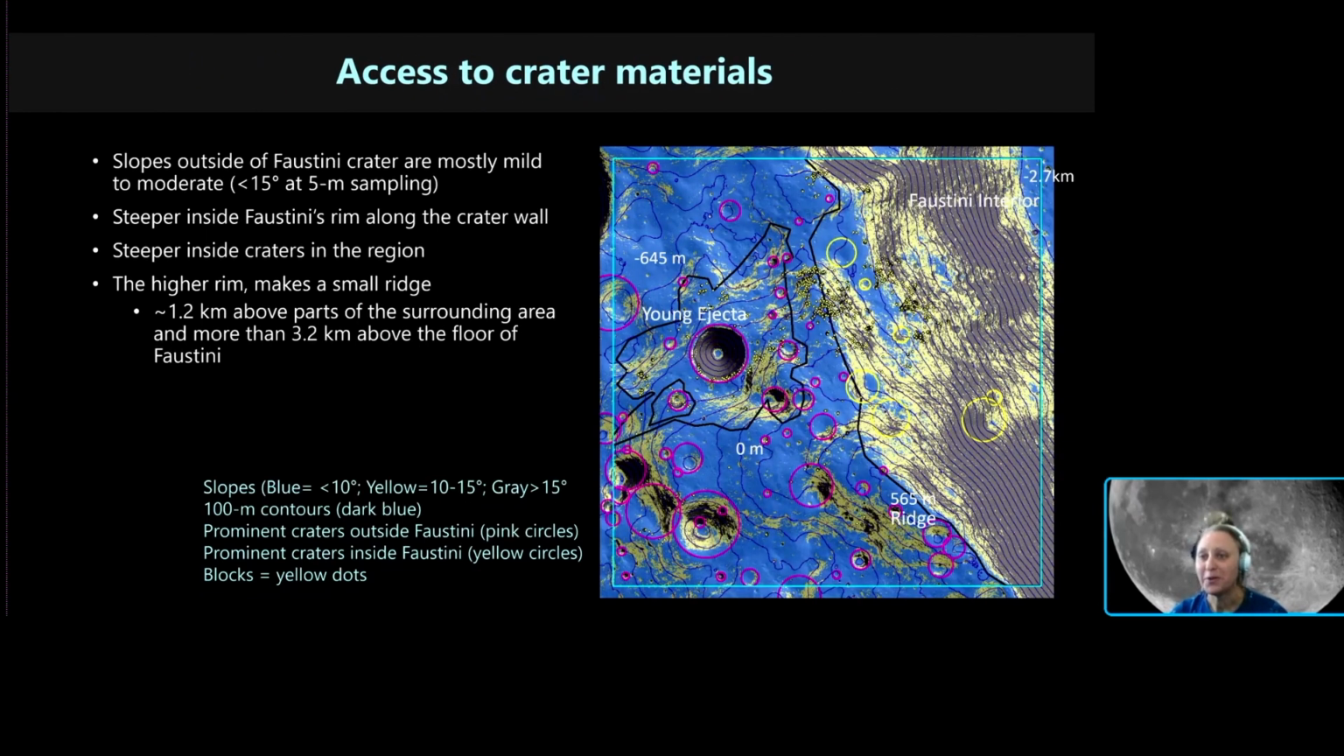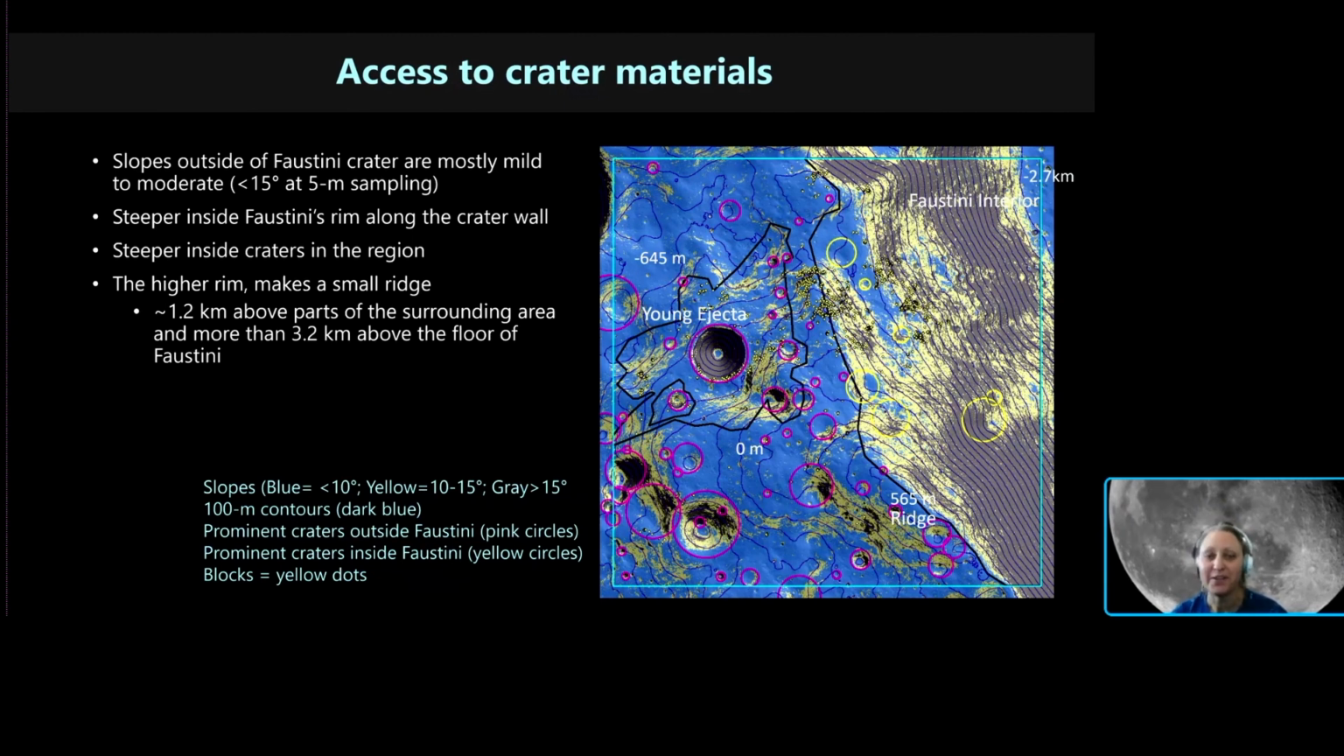So looking into whether we can actually access these materials to return some samples. This is a slope map of the area derived from the topography. The blues are the gentler slopes, less than 10 degrees, yellow, moderate slopes, 10 to 15 degrees, and gray are the steeper areas greater than 15 degrees in slope. And the blue squiggly lines, the thin ones, are the 100-meter contours derived from topography. And the circles indicate different prominent craters in the area. And of course, our blocks are still shown with the little yellow dots.